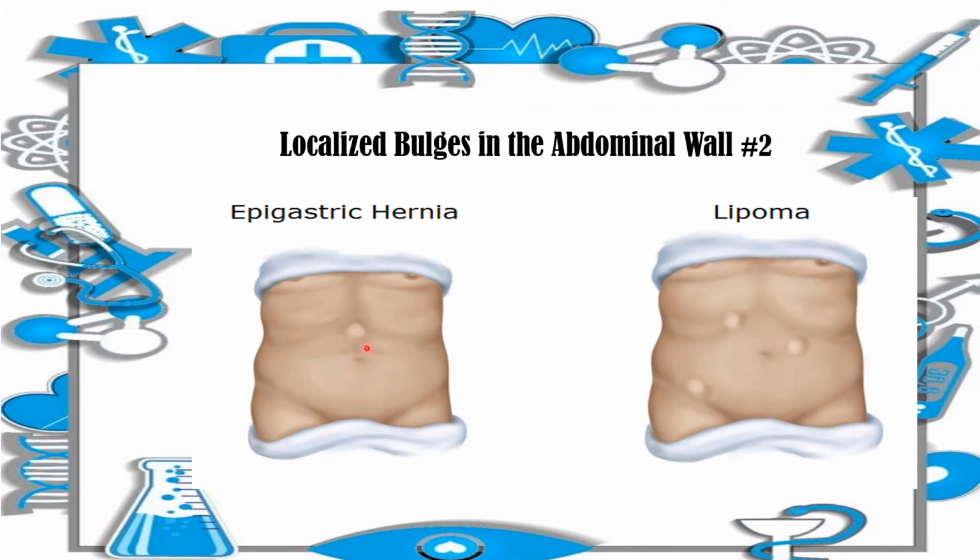So, another localized bulge in the abdominal wall, we have here the epigastric hernia. It is a small midline protrusion through a defect in the linea alba that occurs between the xiphoid process and the umbilicus. It's here. With the patient coughing or performing a Valsalva maneuver, you can palpate by running your finger pad down the linea alba to feel it.